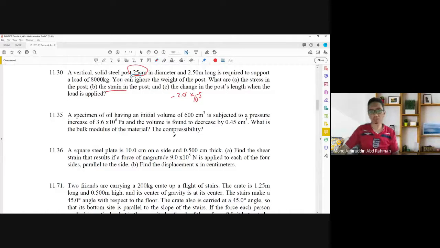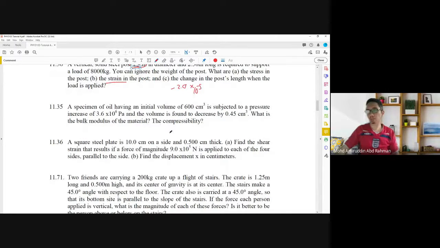And the compressibility is the reciprocal of B, the reciprocal of the bulk modulus. So 1 over B, which is 2 times 10 to the minus 10 per Pascal, or Pascal to the minus 1. So that's the compressibility.